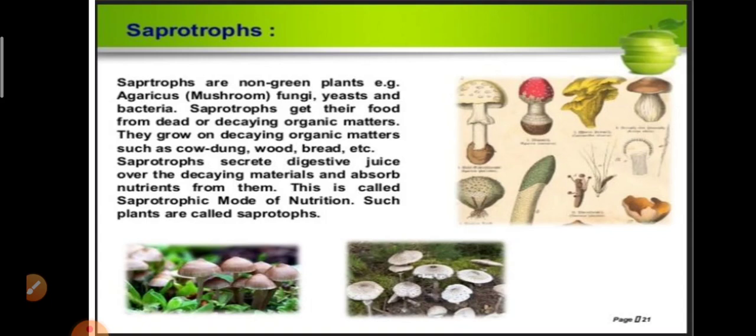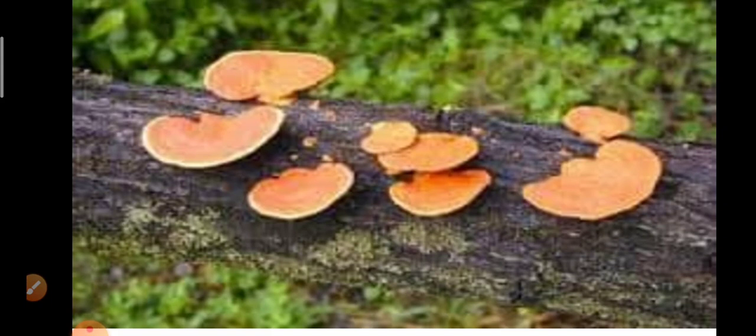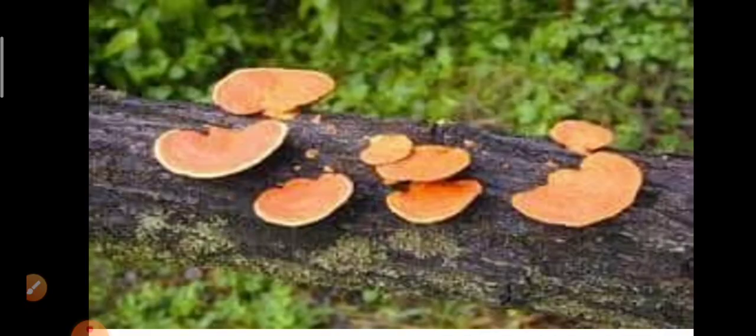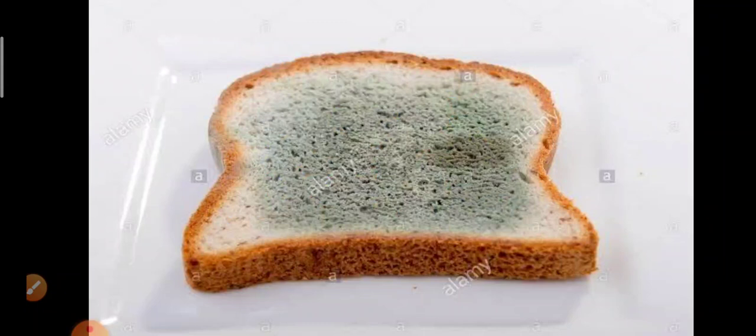This is called the saprotrophic mode of nutrition, and organisms with such a mode of nutrition are called saprotrophs. So you can observe here, this is a type of fungus which grows on wood, where it secretes the digestive juice and obtains the nutrients. This is a type of fungus which grows on a tree, a saprotroph.